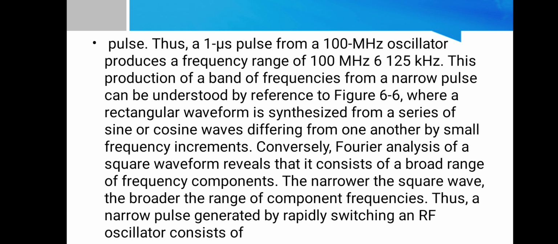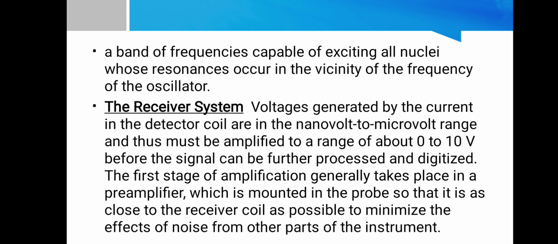The narrower the square wave, the broader the range of the component frequencies. Thus, a narrow pulse generated by rapidly switching an RF oscillator consists of a band of frequencies capable of exciting all nuclei whose resonances occur in the vicinity of the frequency of the oscillator.